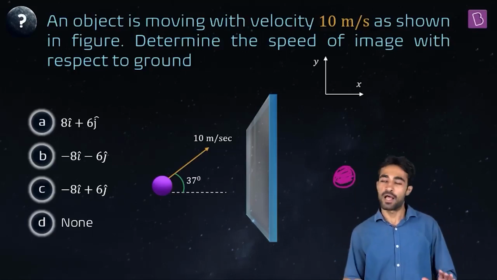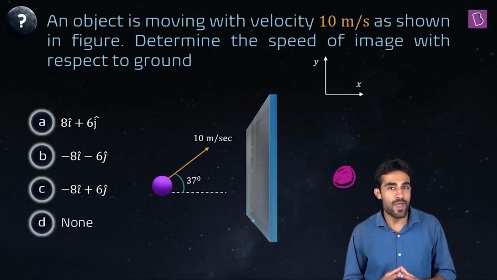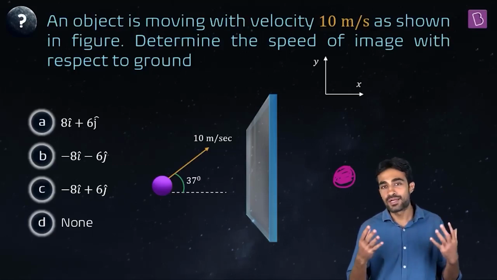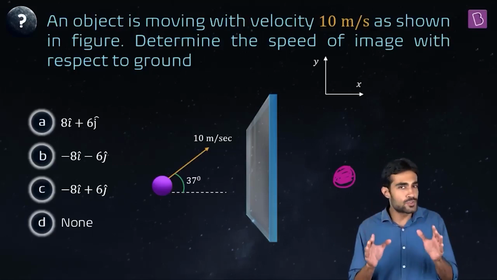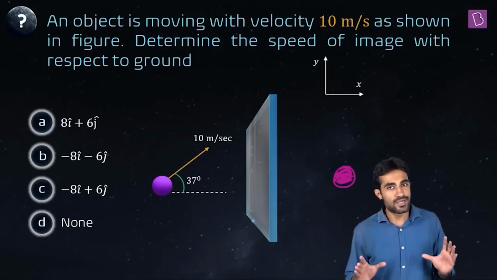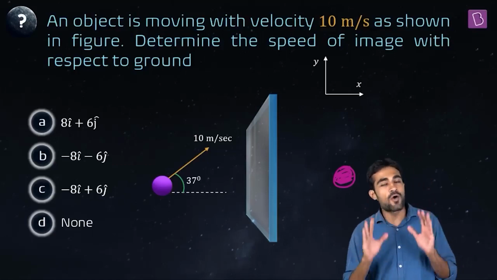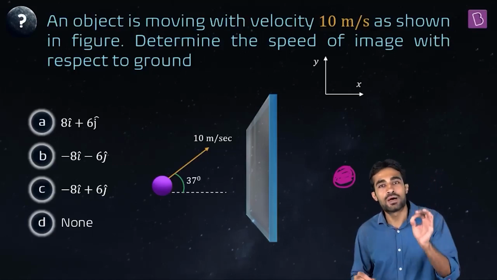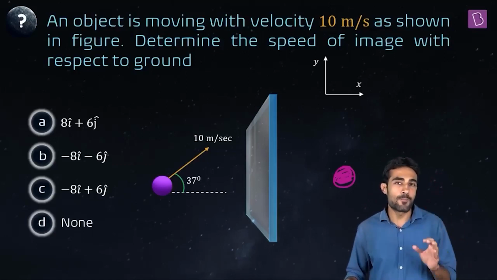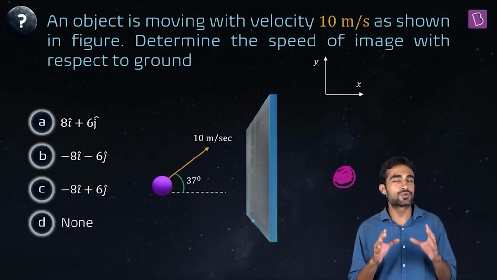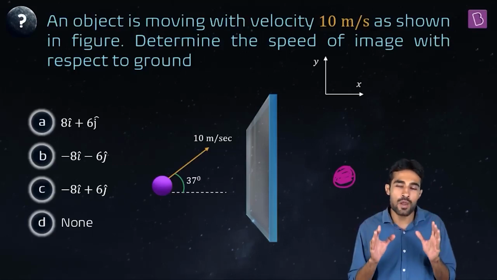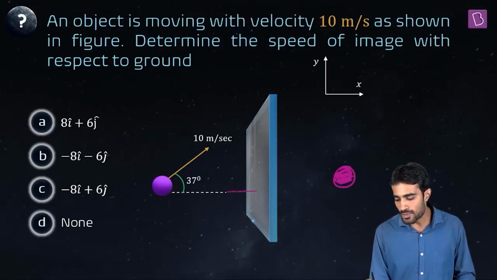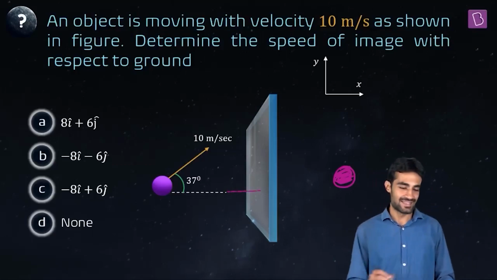That's the question. Understood? Now, whenever you get the object velocity at these types of weird angle, I suggest you break the velocity into components and just make sure that one of the components is along the normal to the mirror. One of the components of the velocity, take it to be along the line which is normal to the mirror. Now we can see the x-axis is normal to the mirror. Can we see that? Yes.